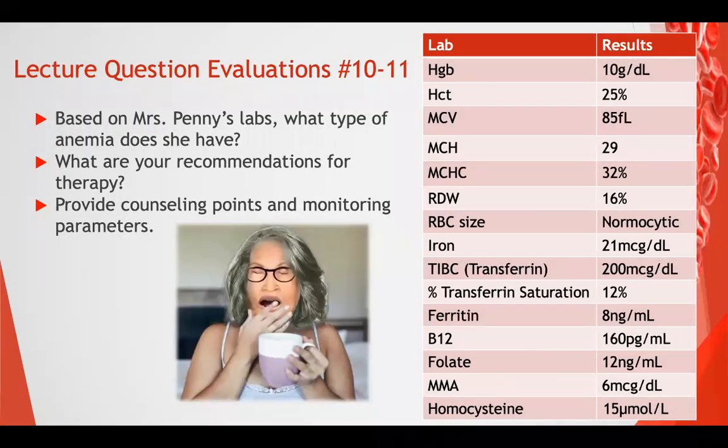So your last lecture question evaluation will be, these are Miss Penny's labs, and she did get full labs for anemia. So she did get her labs for iron deficiency anemia, folic acid deficiency anemia, and B12 deficiency anemia. So those are her labs. Based on her labs, what type of anemia does she have? What are your recommendations for therapy? And provide counseling points and monitoring parameters.